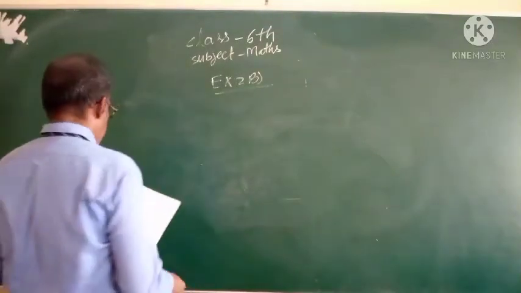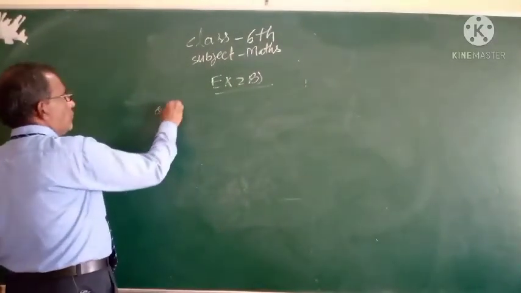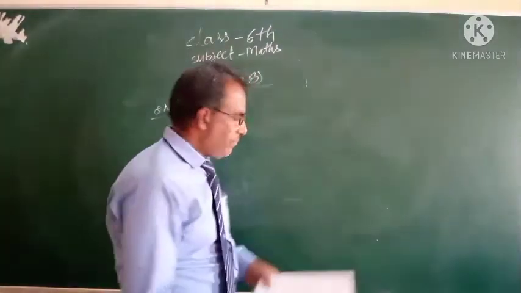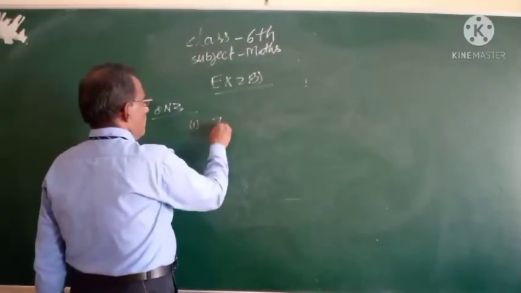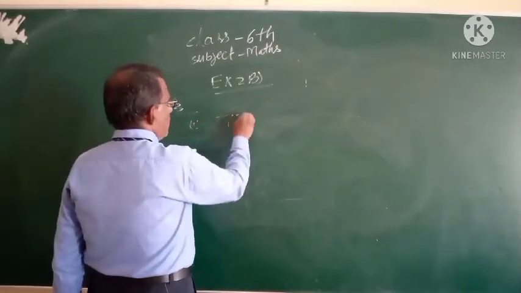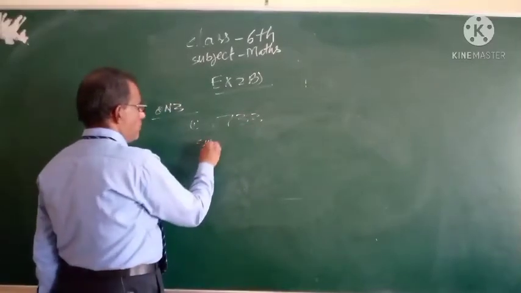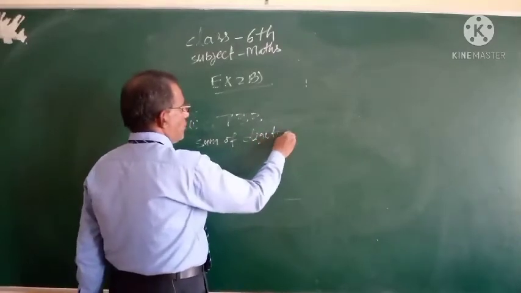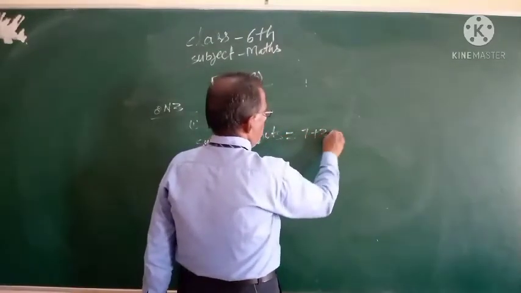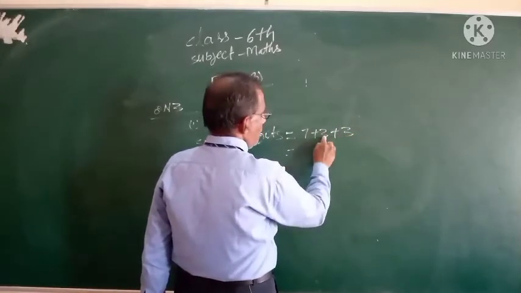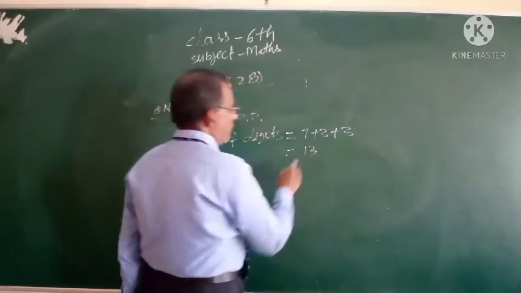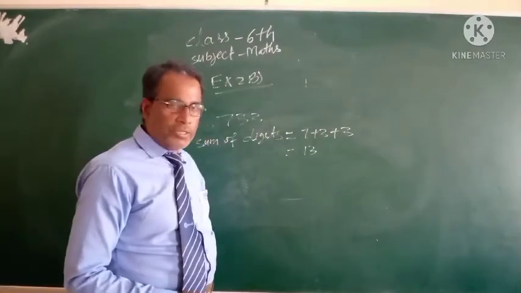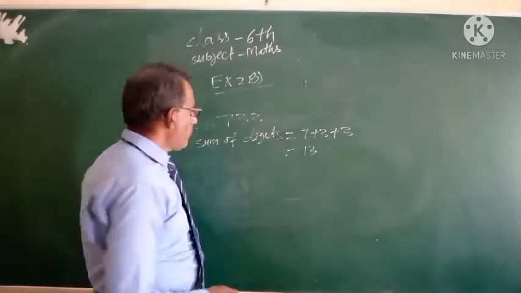Question number 2. Test the divisibility of the following numbers by 3. First number 733. Sum of digits equals 7 plus 3 plus 3, that is 7 plus 3, 10, plus 3, 13. Since 13 is not in the table of 3, that 13 is not a multiple of 3, so this number is not divisible by 3.